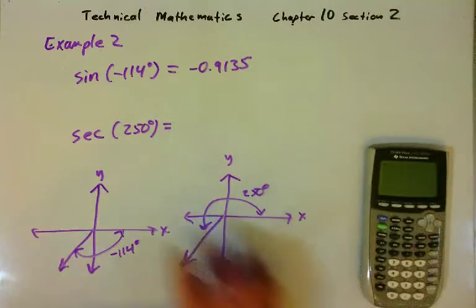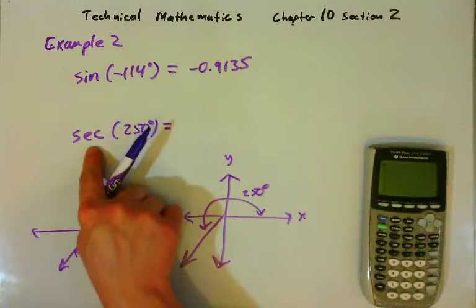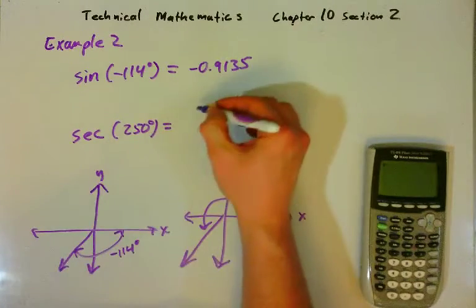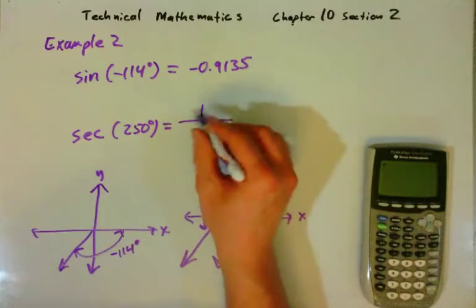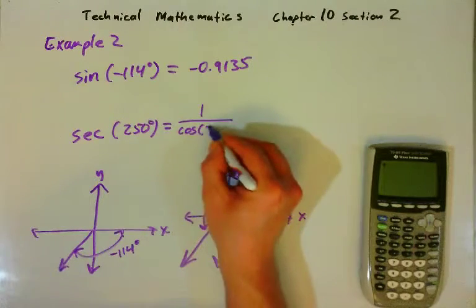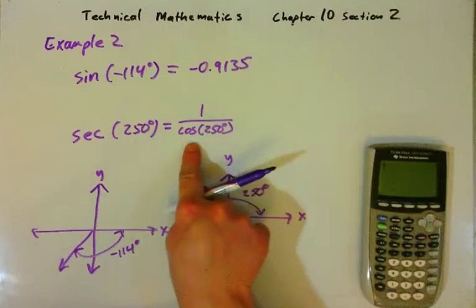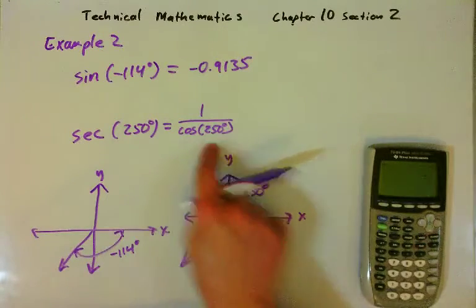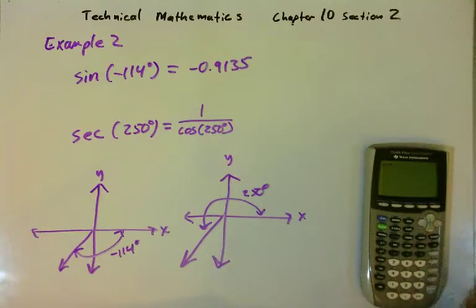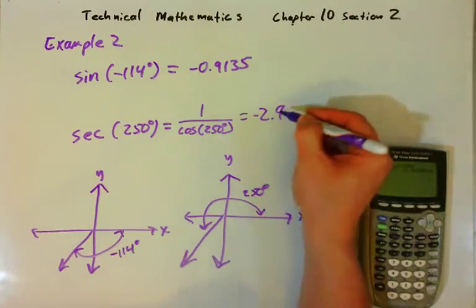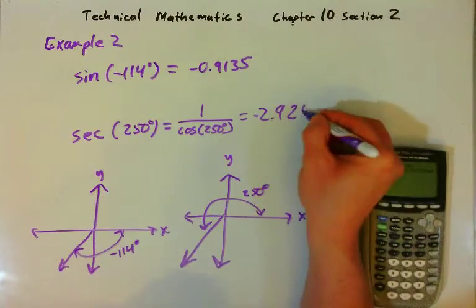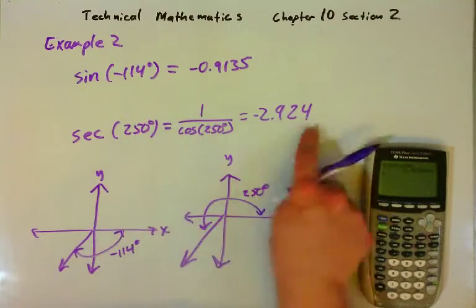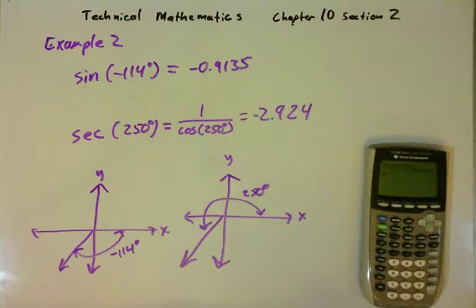And so we've seen examples like this before. We need to remember the relationship that secant is the reciprocal of the cosine, meaning that the secant of 250 degrees is the same as 1 divided by the cosine of 250 degrees. Right? So in order to use your calculator to find secant, you have to remember that it is the reciprocal of the cosine. And so we'll type in 1 divided by the cosine of 250 degrees, and we get negative 2.924. So the secant of 250 degrees is negative 2.924.